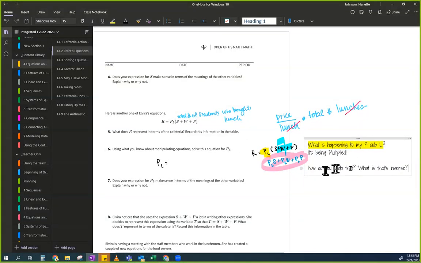Yeah, to divide. Good. Divide by what? Now, for those of you who are seeing 7, you would divide by 7, right? For those of you who are not seeing 7, you would divide by that thing. Okay.